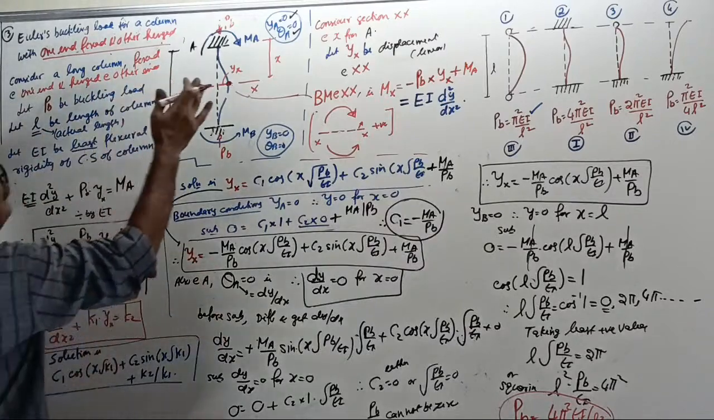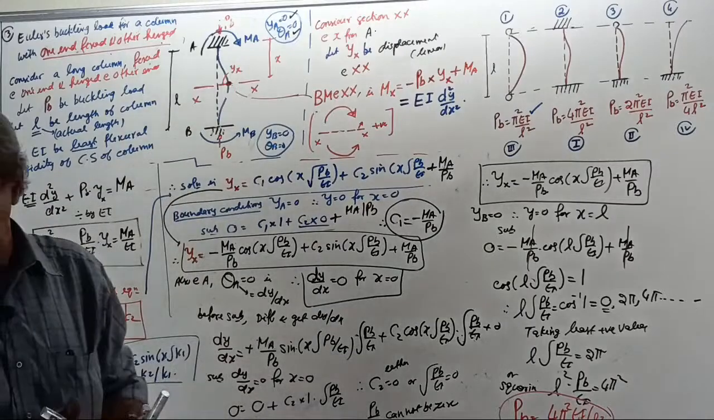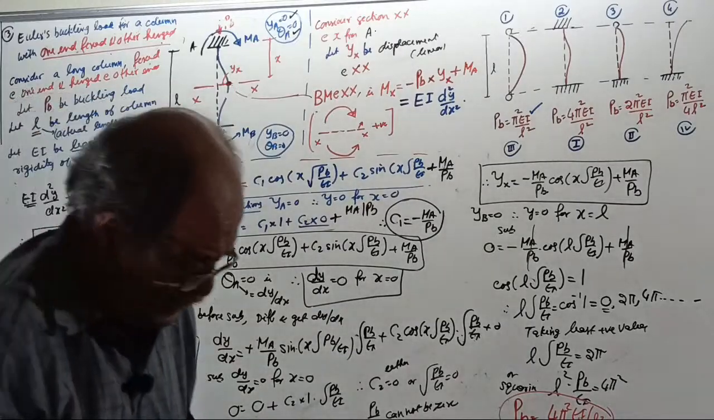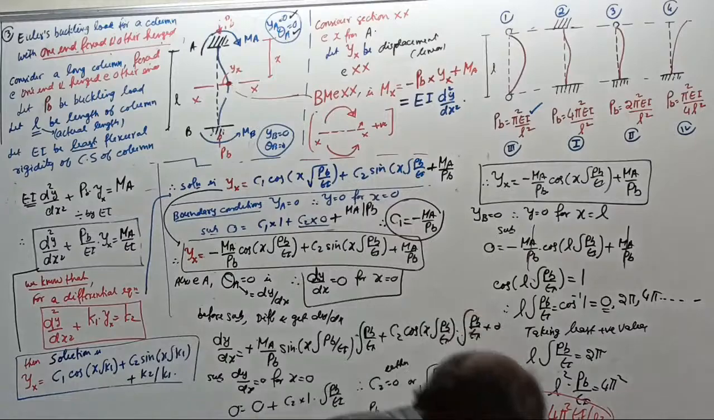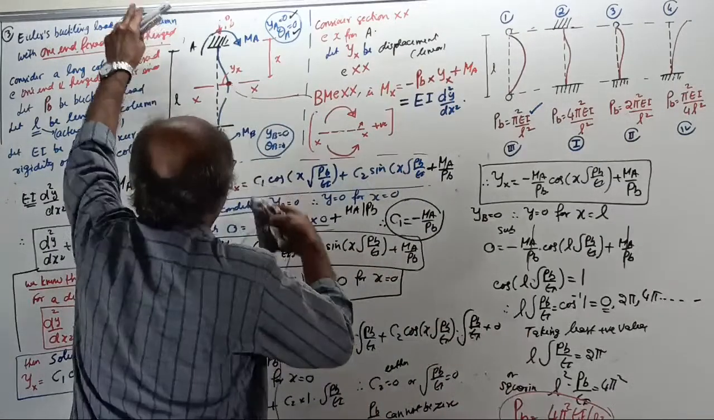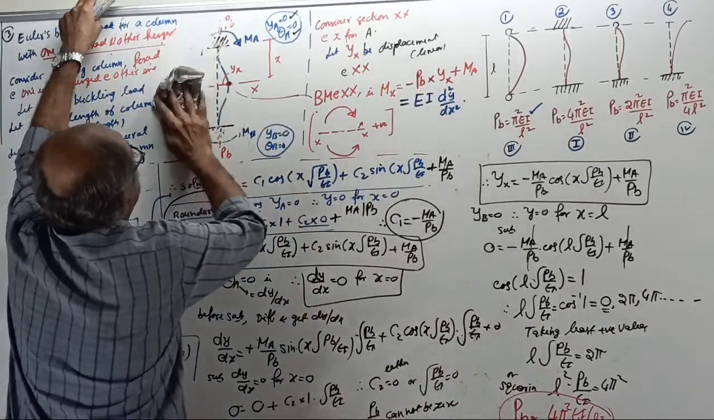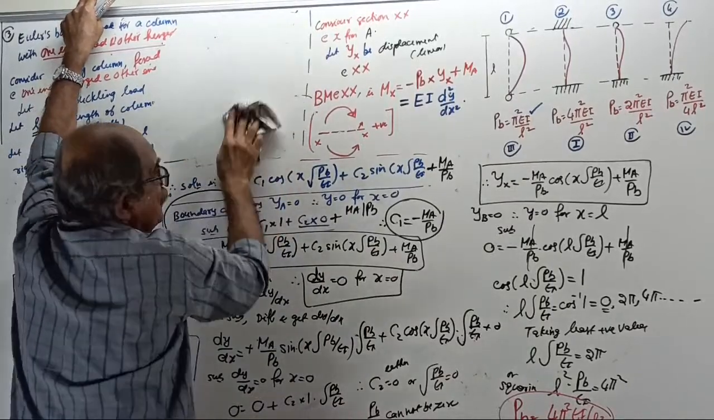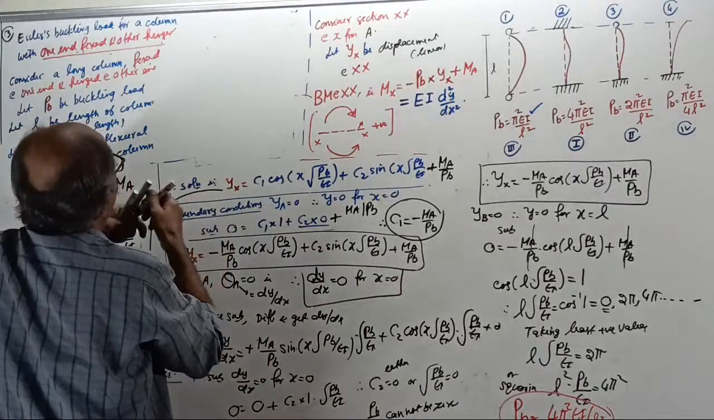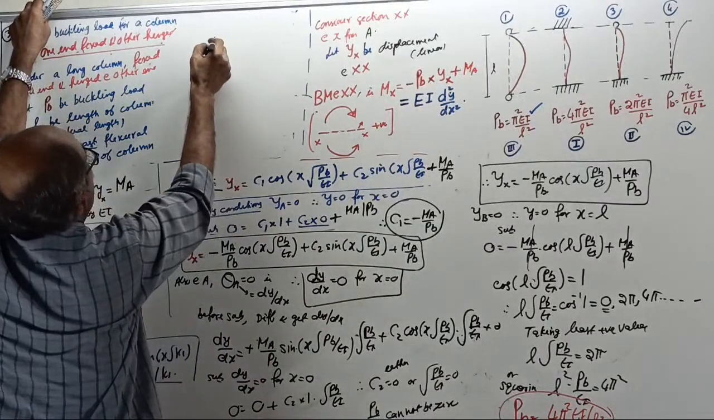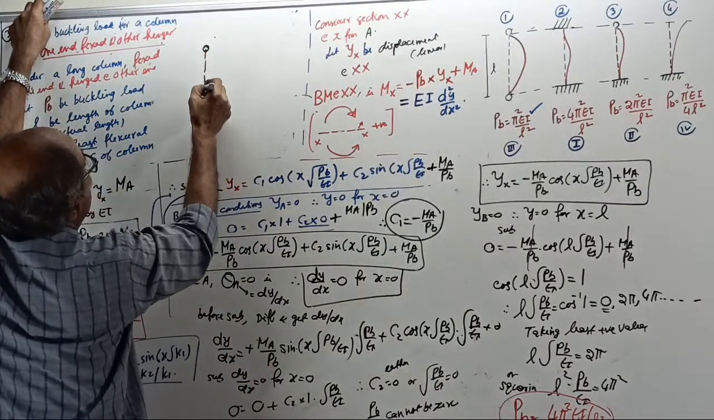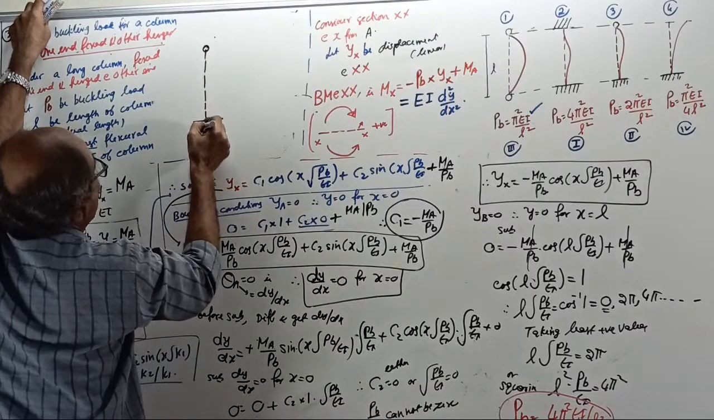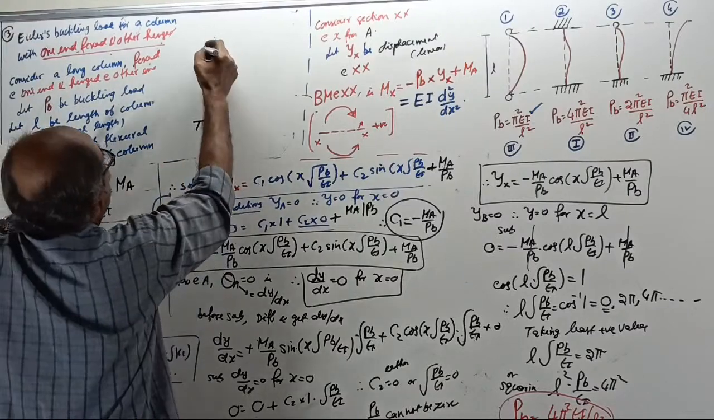Usual statement. Now the sketch will change. Be careful. The sketch will change. Why? How will the sketch change? Top is hinge. Bottom is fixed. Top deflection is 0, but slope is there. Bottom, both are 0. So if you draw the elastic curve now, see. This is the column. The elastic curve will go this way.